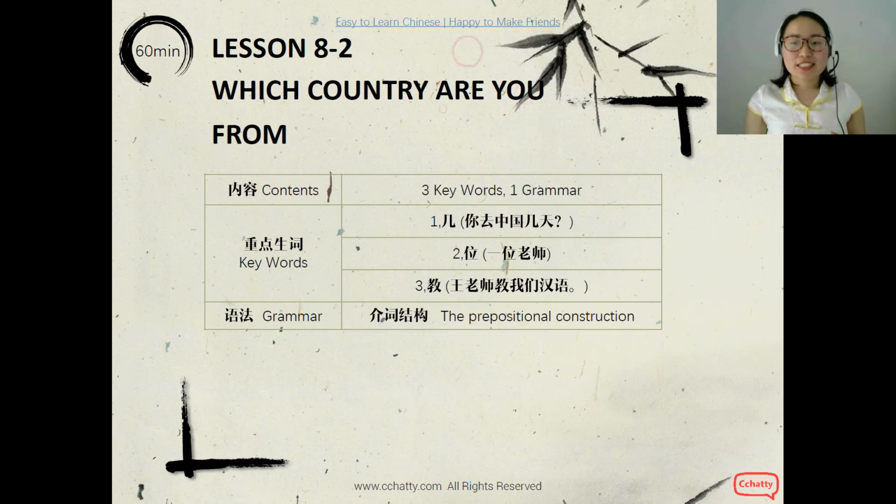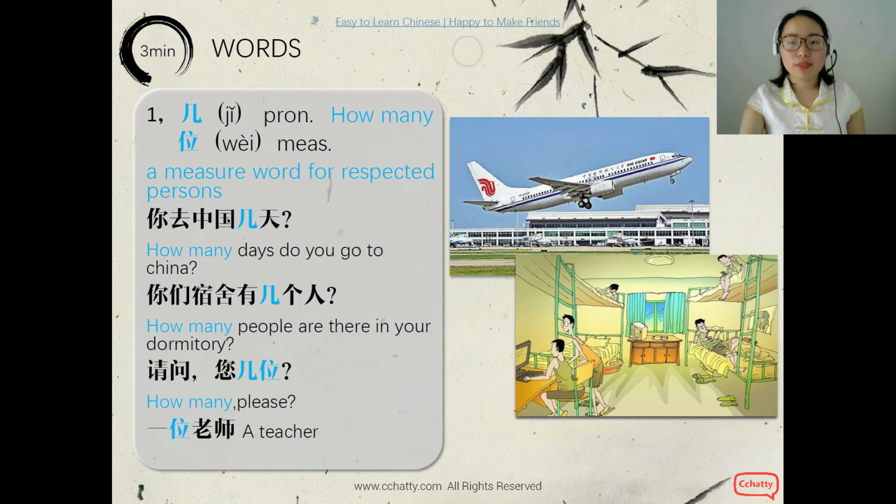Nice to meet you. So today we are going to learn 3 key words and 1 grammar. Very simple, right? But the grammar is a little difficult. And we will also review the measure word we learned before. So we start from the first one, the word.